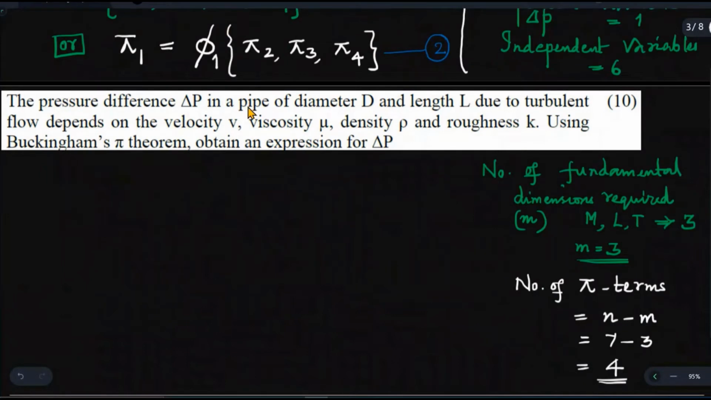See, this is that question which I explained to you just now. The pressure difference delta P in a pipe of diameter D and length L due to turbulent flow depends on the velocity, that is in fact the average velocity of flow V, dynamic viscosity mu, mass density of the fluid rho, and the pipe surface roughness K, and using Buckingham Pi Theorem obtain an expression for delta P.